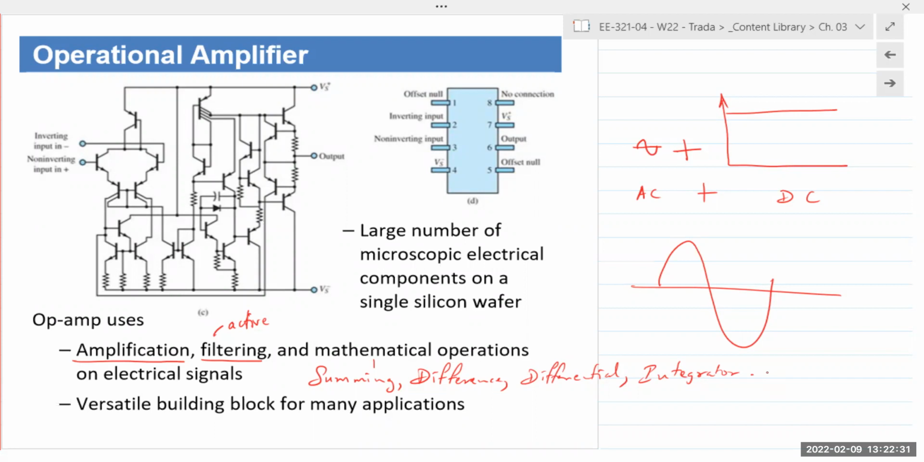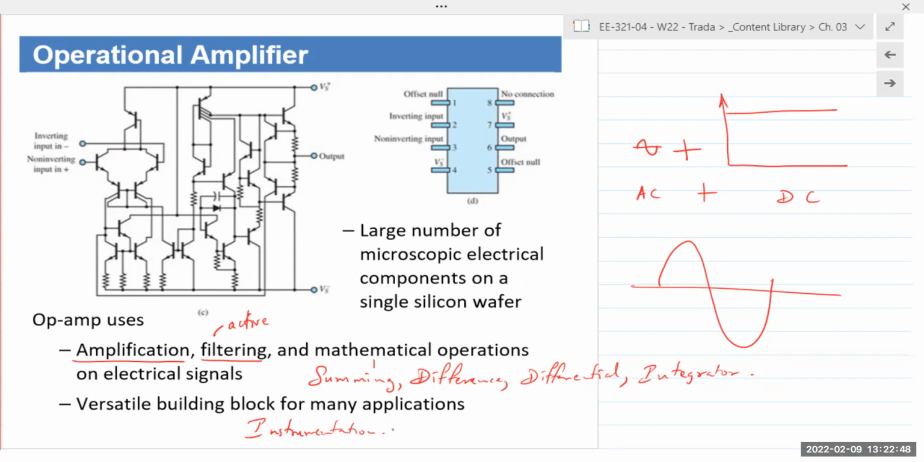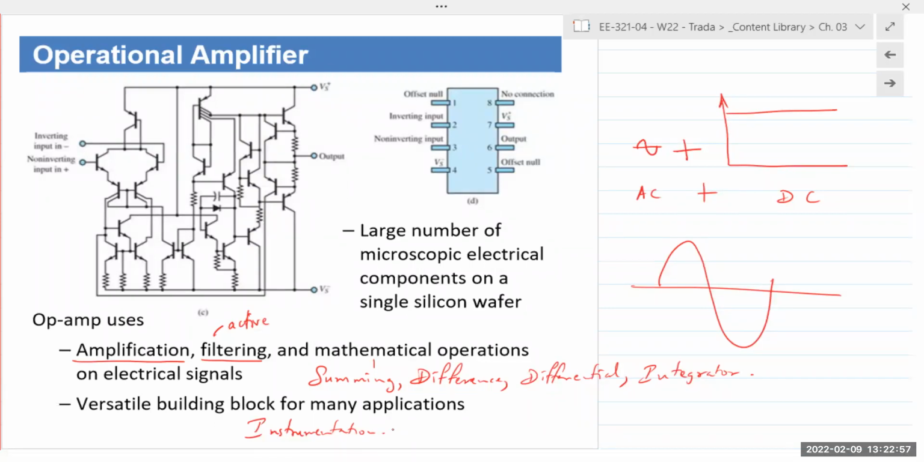And well, that leads me to the point statement saying that it's a versatile building block for many applications. Okay. One of the other core applications is using it as an instrumentation amplifier. So when we have very precise measurements that we want to make, that are very sensitive measurements, then we use these kind of instrumentation amplifiers. So when we have a small incoming signal, we'd use an amplifier circuit built with an op-amp, and hence the name instrumentation amplifier.